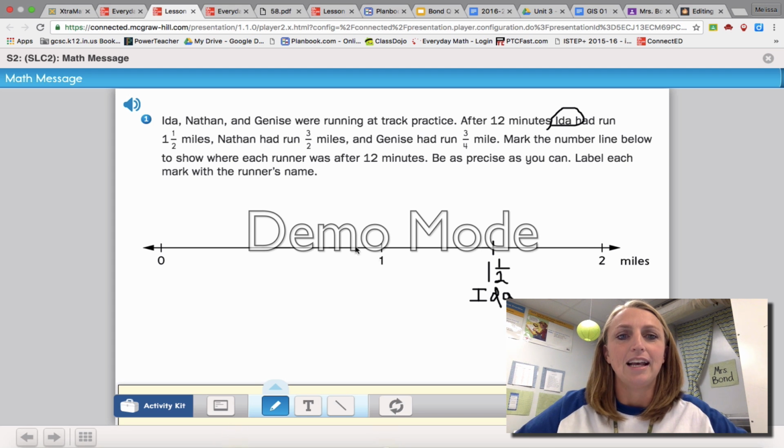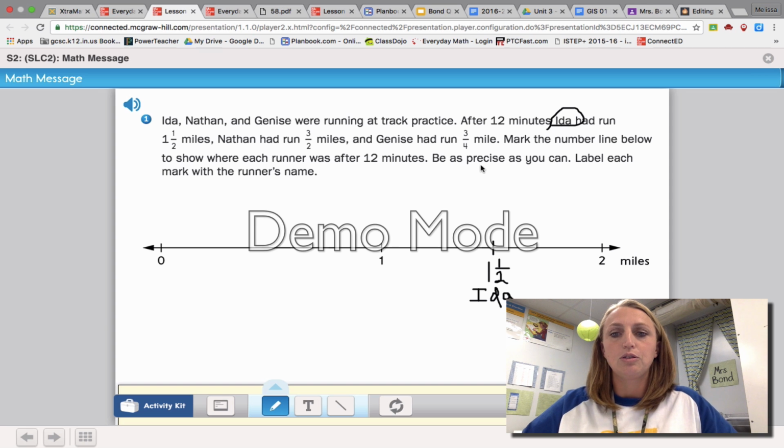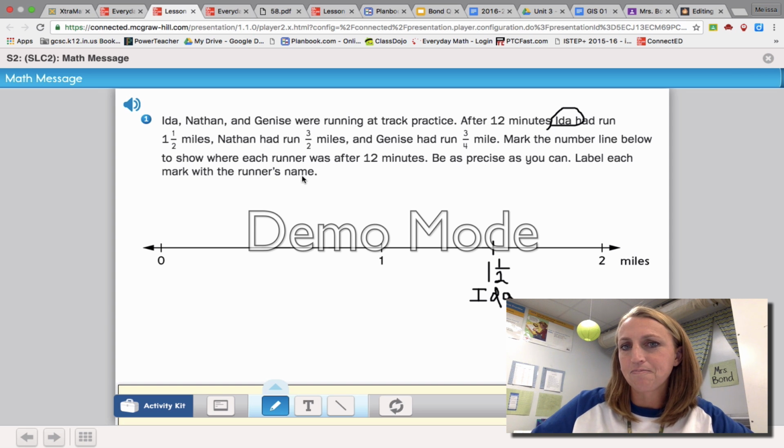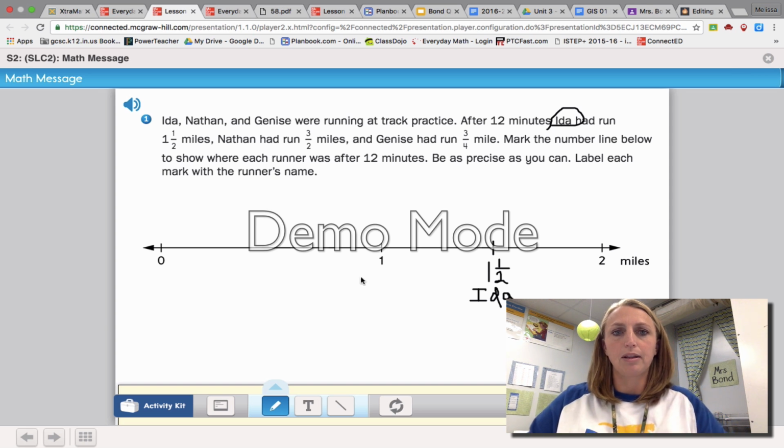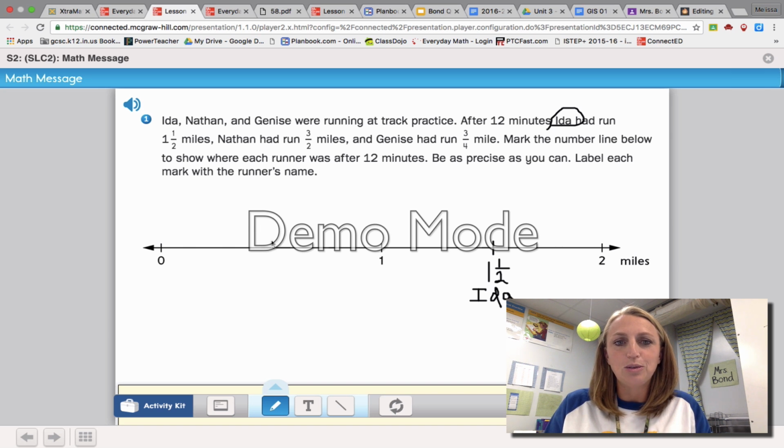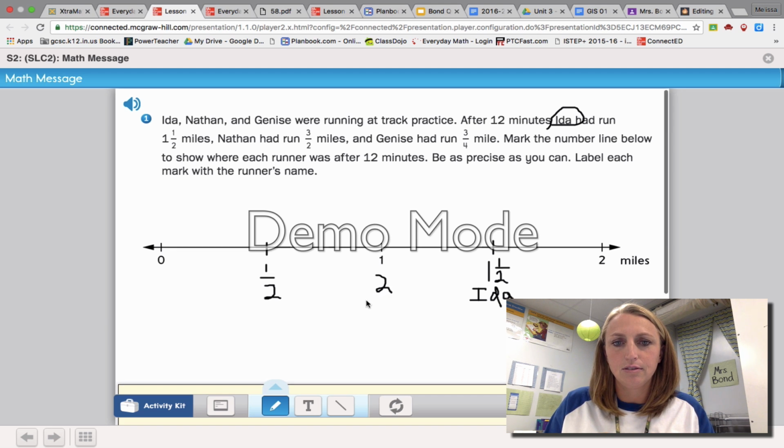Next, Nathan had run 3.5 miles. So what are we going to do here? We are going to break up our number line into halves. Go ahead, take out your pencil, and mark halfway between 0 and 1. There's a half. We know that 1 is equal to 2 halves.